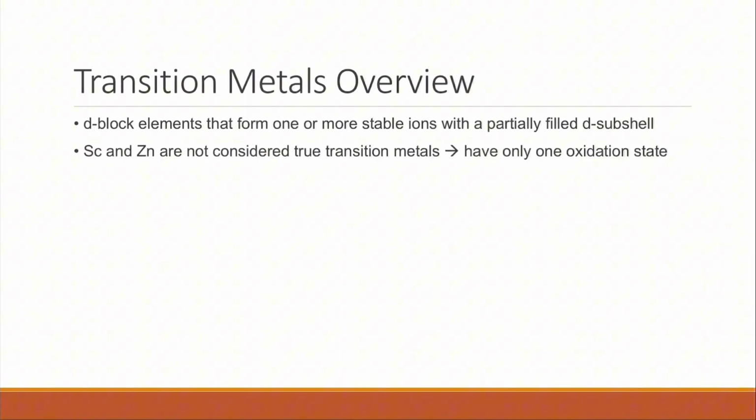And the d-block elements in the periodic table are called the transition metals, and they all have these properties of being able to form different ions with different oxidation states. They can have a partially filled d subshell. Scandium and zinc, the two elements at the beginning and the end of the 3d block, are not considered transition metals because they only have one oxidation state.